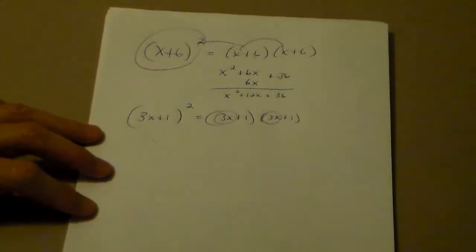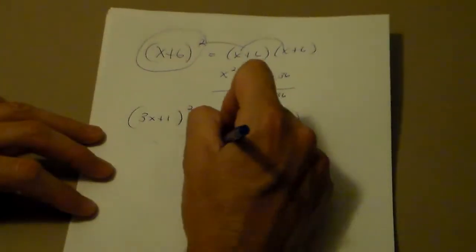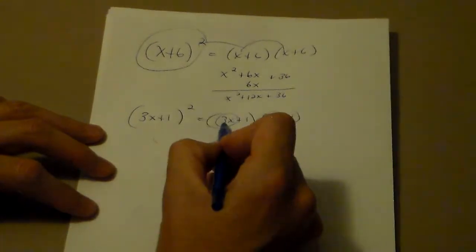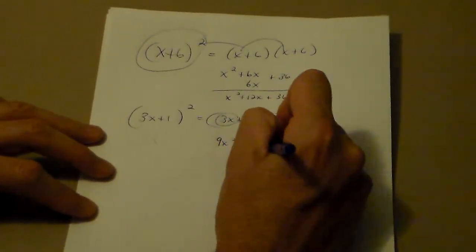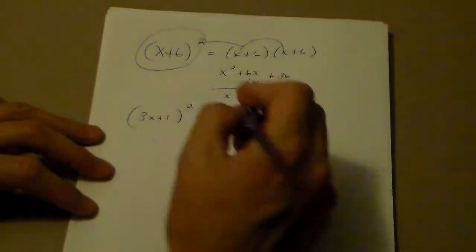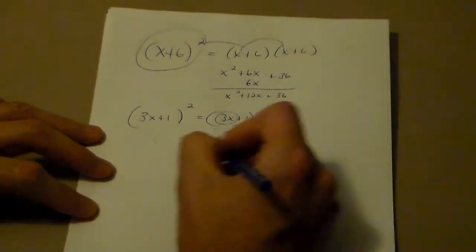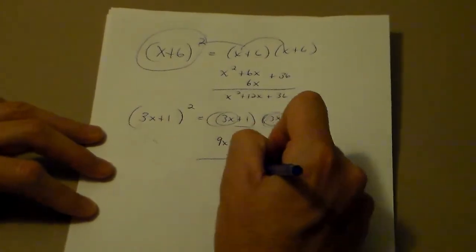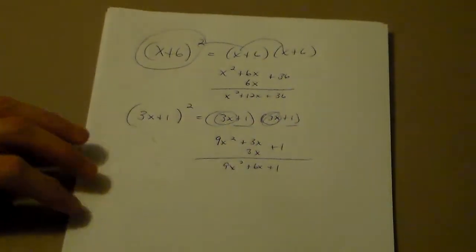3x times 3x. What's 3x times 3x? 9x squared. 3x times 1 is 3x. 3x times 1, 3x. 1 times 1 is 1. So you get 9x squared plus 6x plus 1.